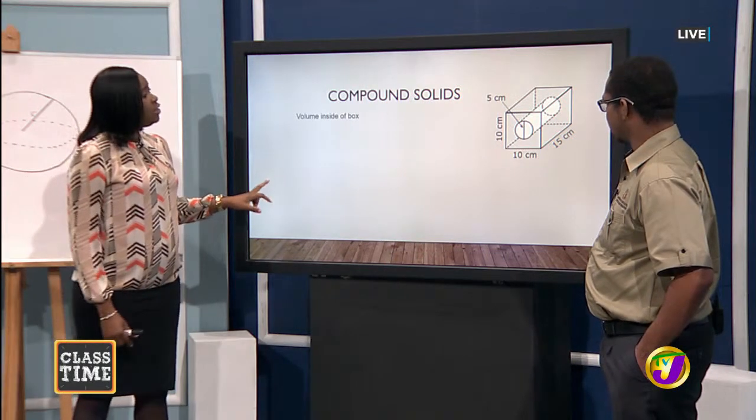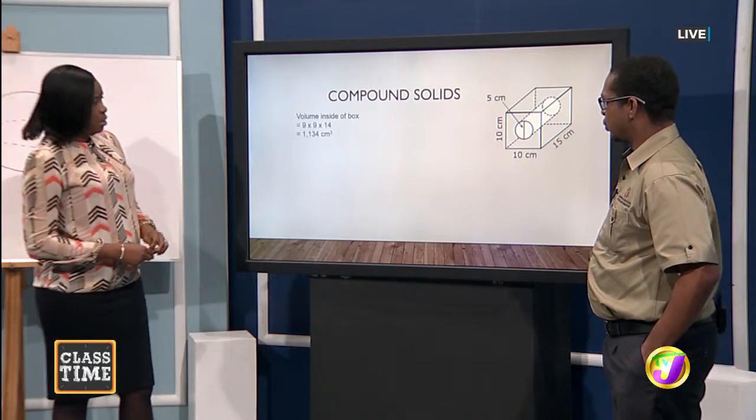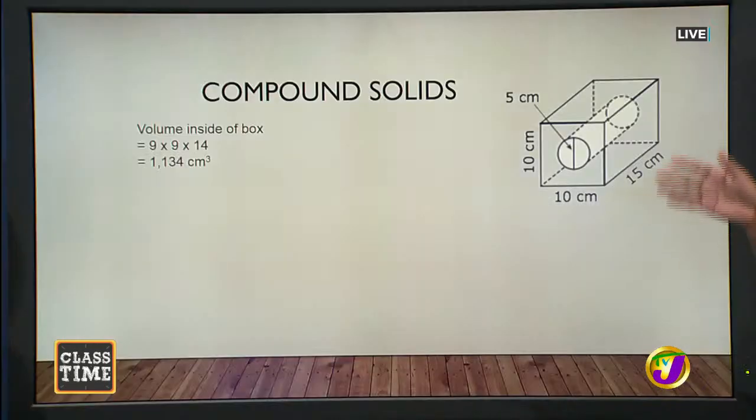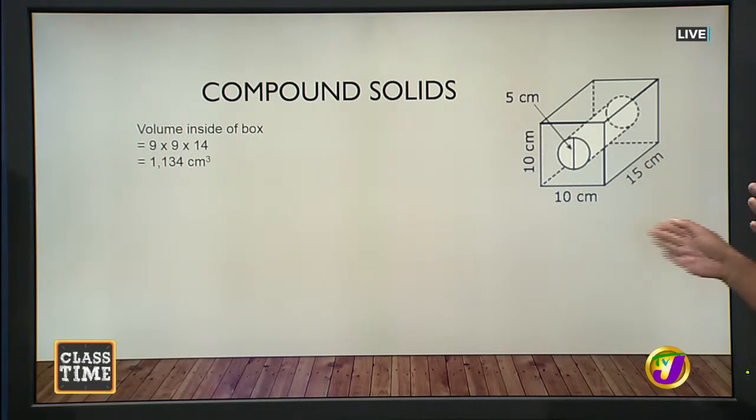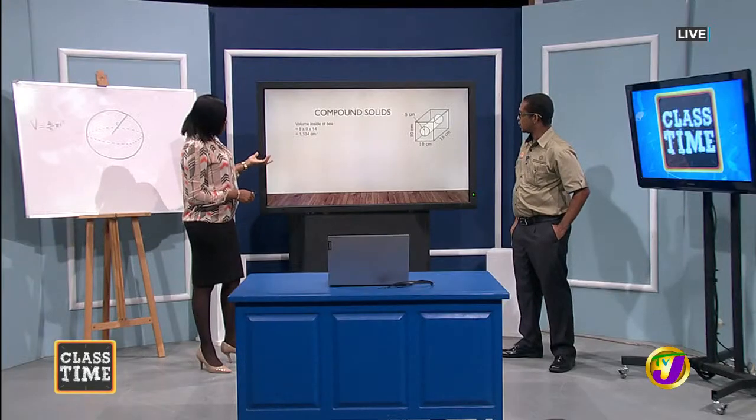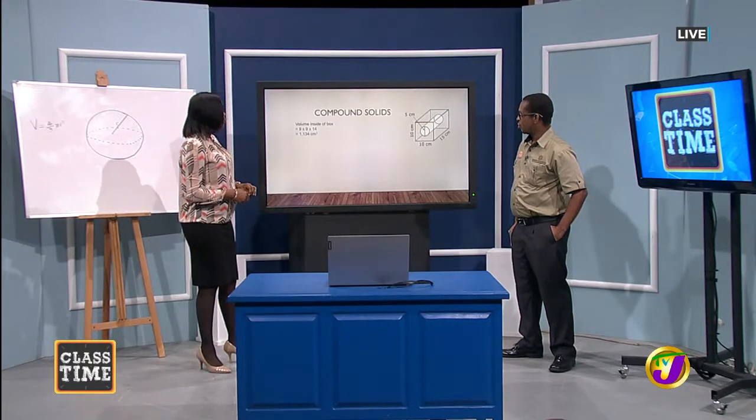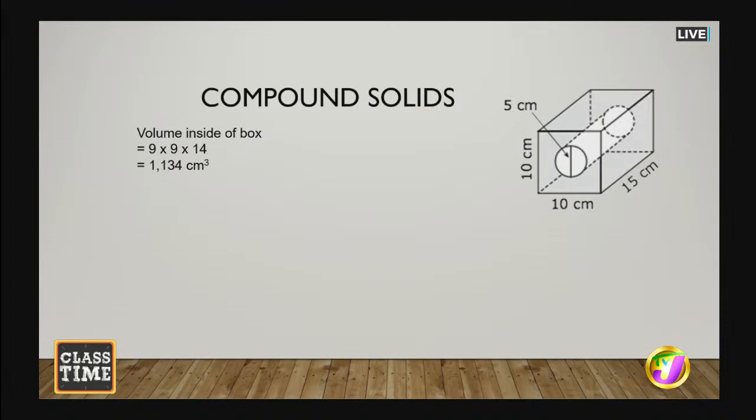So looking at the box, if we're taking the dimensions, especially on this rectangular face, if we're taking half a centimeter on each side, we're left with 9 for that dimension and 14 for the other dimension. Working with what we have, area of cross-section times the height would give us a volume of 1,134 cubic centimeters.